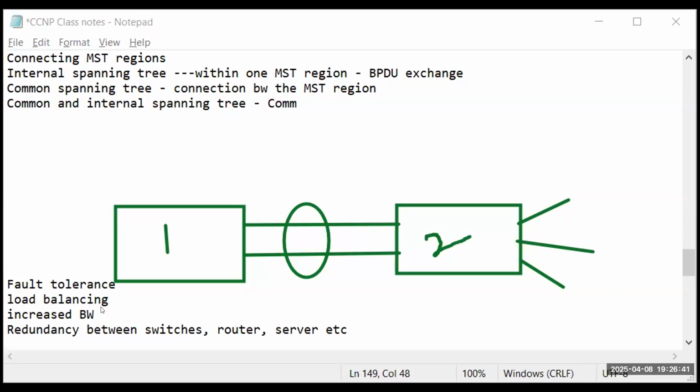But Ether channel consists of two protocols, one is LACP and one is PAGP. PAGP is the Cisco proprietary, LACP is the non-Cisco proprietary.